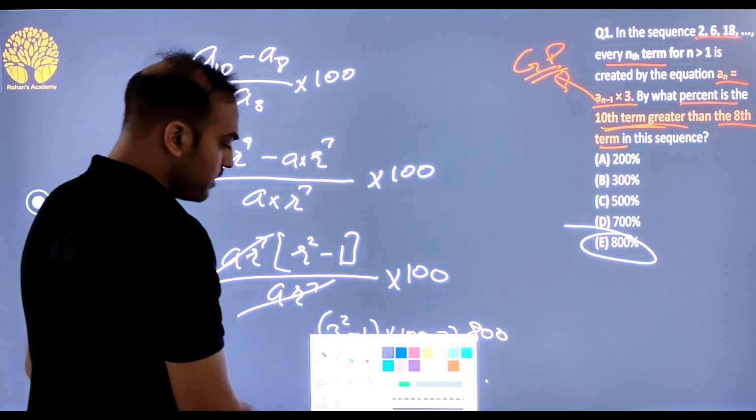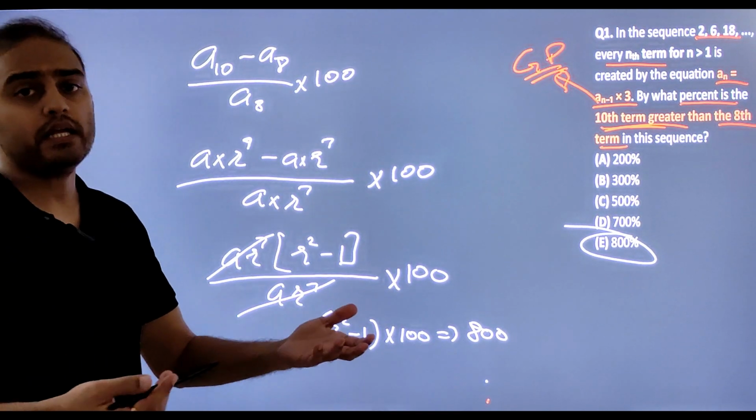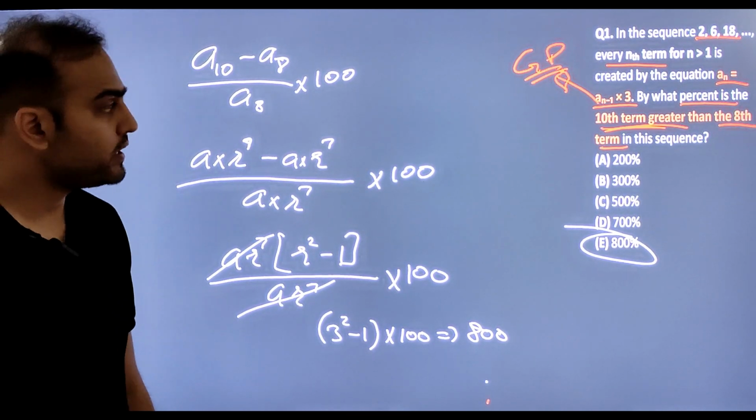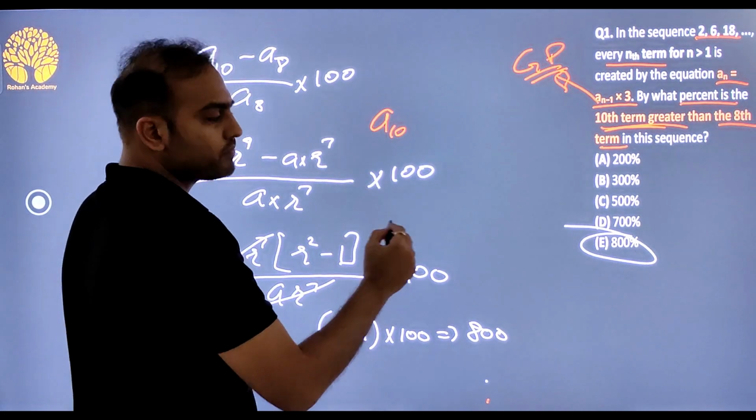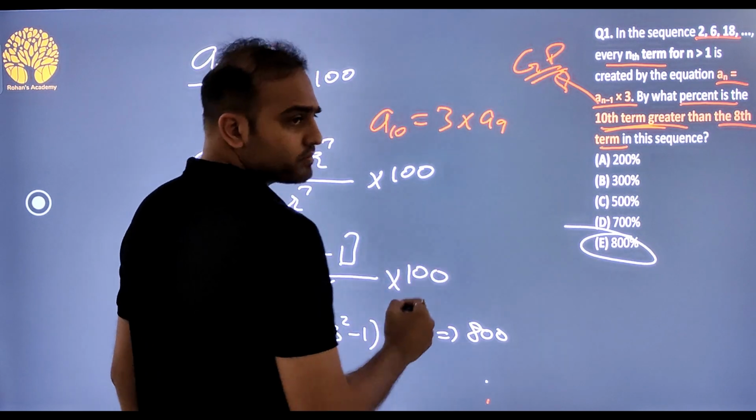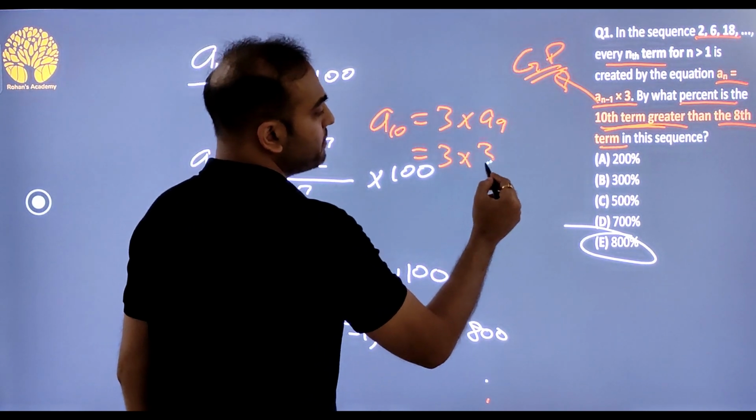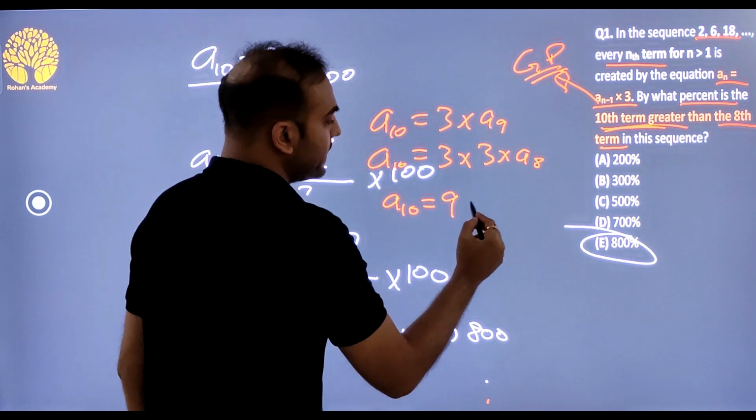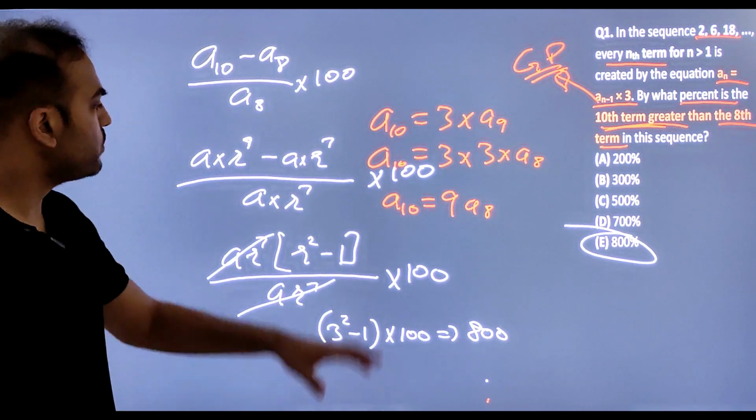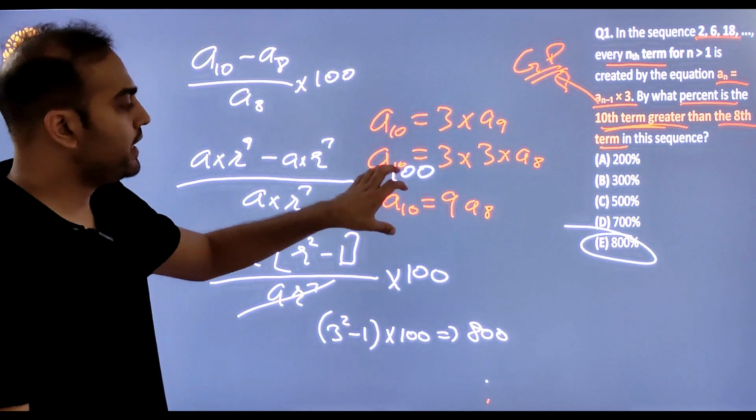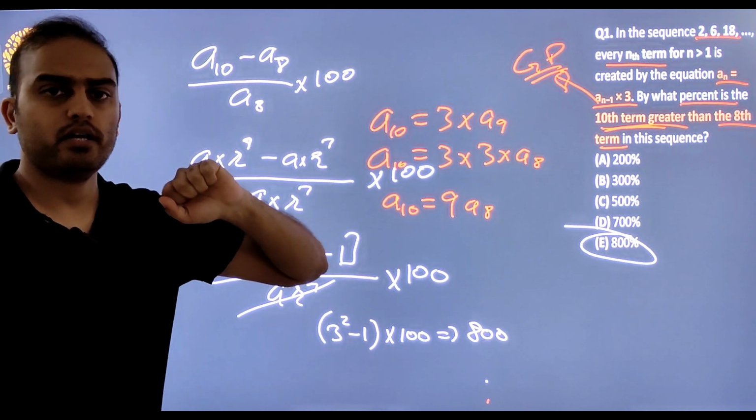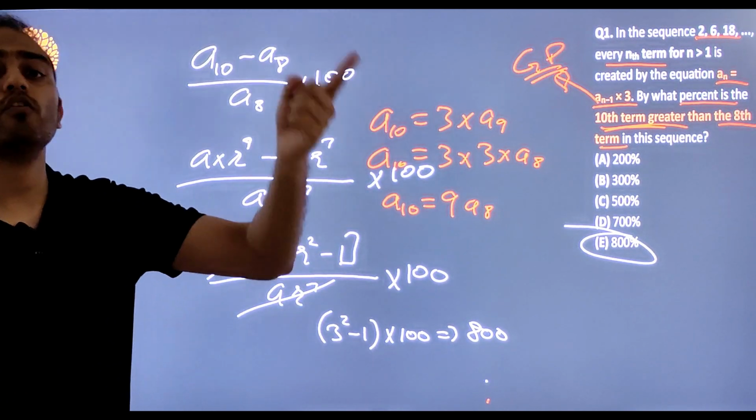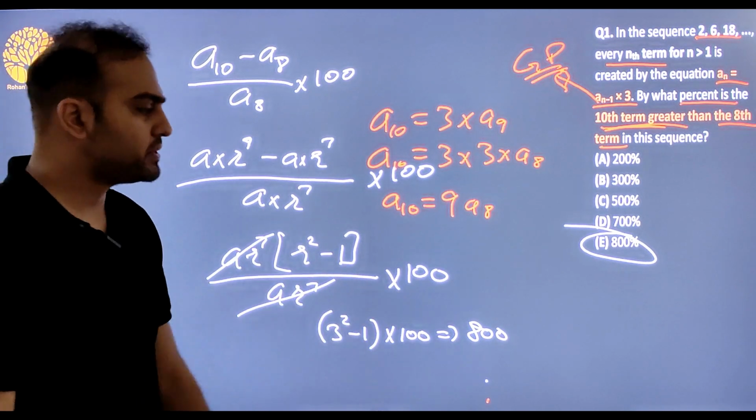Or like we did in the previous topic, can we do it quickly? Yes. See, each term is the previous term multiplied by 3. So A10 will be 3 times A9. A9 will be 3 times A8. That means A10 is 9 times A8. You don't even have to solve all this, just think logically. A10 becomes 9 times A8. So that is how much greater? 800%, because A10 is 900% of A8. So how much greater? 800%.